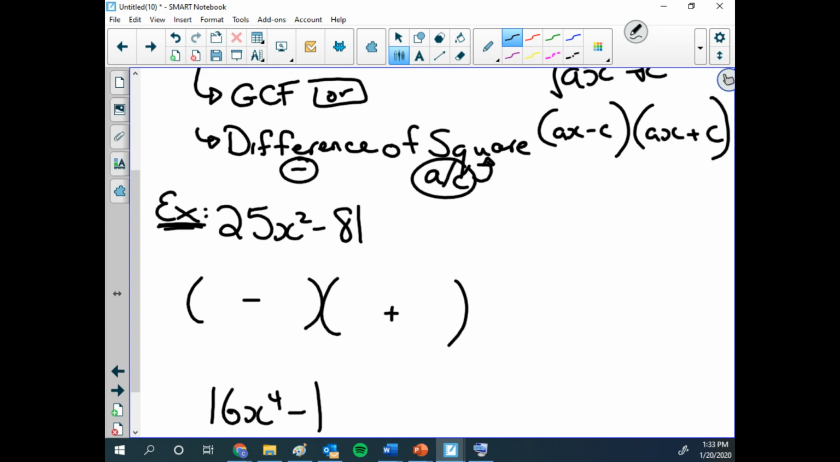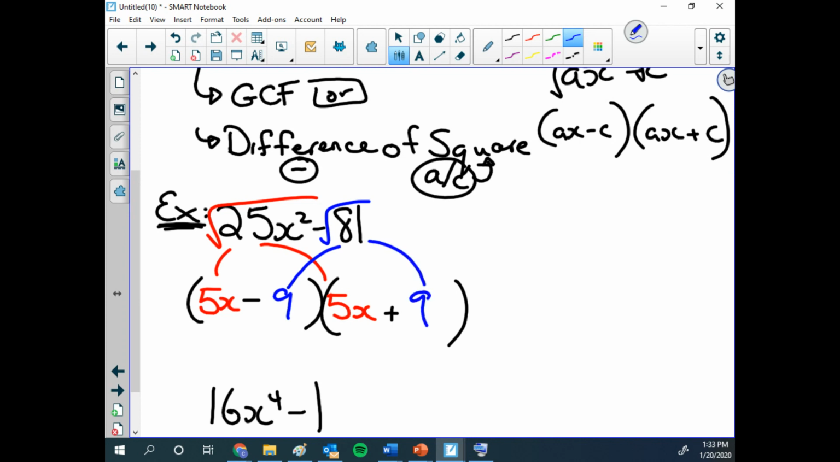I'm looking for what binomials got multiplied together to give me this resulting difference of squares polynomial. So if I square root 25x squared, what do I get? 5x, right? Square root of 25 is 5. Square root of x squared is x. Then I do the same thing with the square root of 81. What's the square root of 81? 9. And I broke those up into conjugate terms. One's positive, one's negative. And now I'm done.